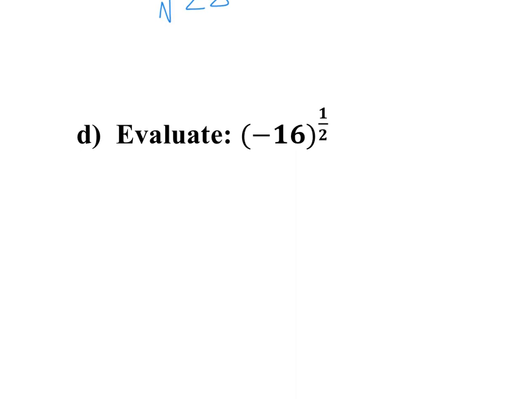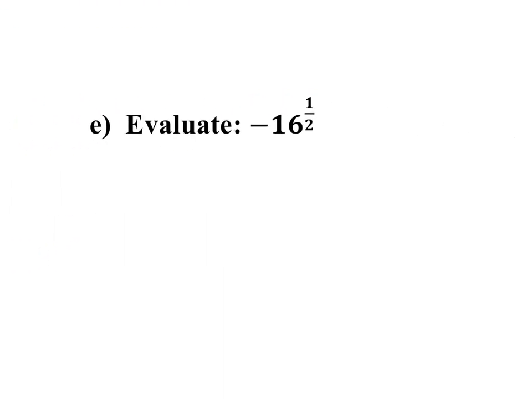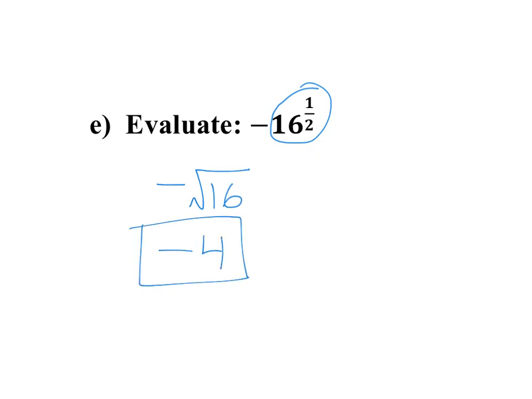Okay, so this one has parentheses, so we know we're going to take the square root of everything in parentheses. Exponent 1/2 just means square root. The square root of negative 16 is 4i. Okay, this one does not have parentheses, so we're going to keep the negative outside, and then this part just means the square root of 16. The square root of 16 is 4, so our answer is negative 4.